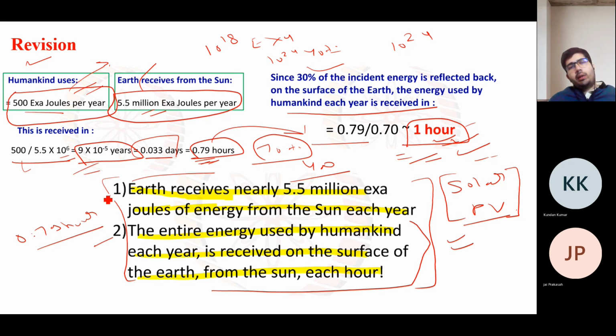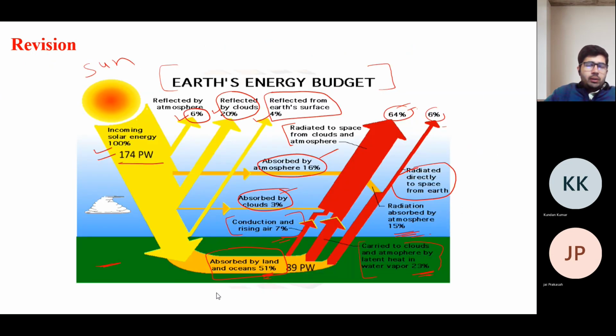Does anyone have any doubt regarding this? I'm just changing the slide. If you have any doubt on a particular slide, please let me know.